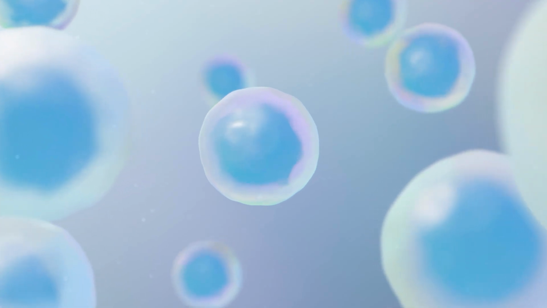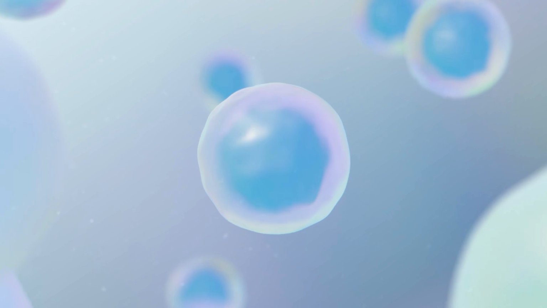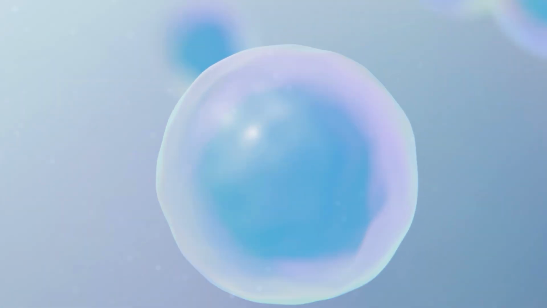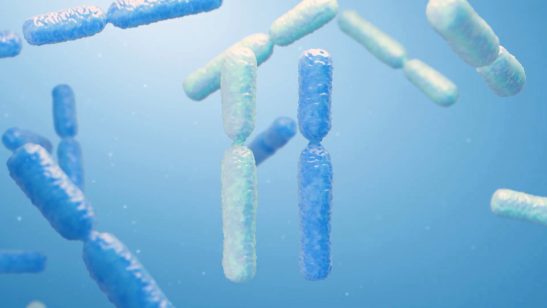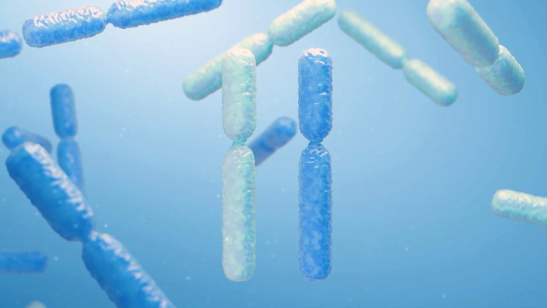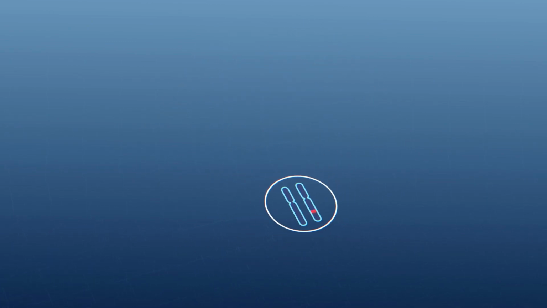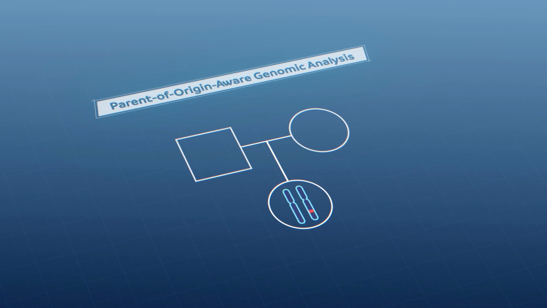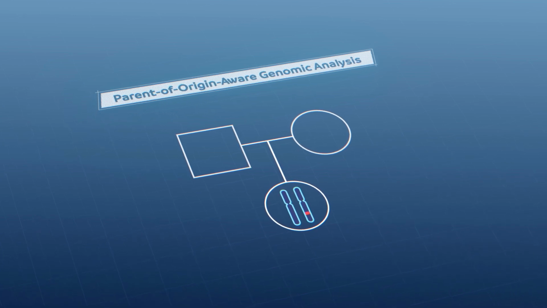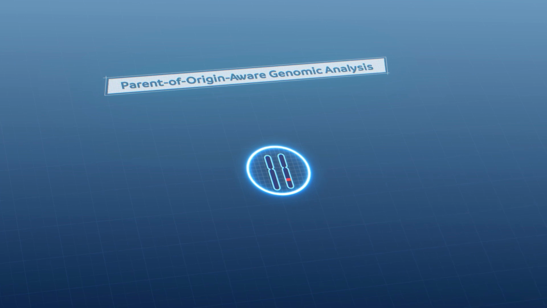A key challenge in understanding genetic risk can be identifying which parent a pathogenic variant came from. Besides the X and Y chromosomes, every cell in the body has 22 pairs of chromosomes, one from each parent. To determine the source of gene variants, we can use a method called parent of origin-aware genomic analysis, which looks at differences between the chromosomes using only a blood sample from the person with the variant.